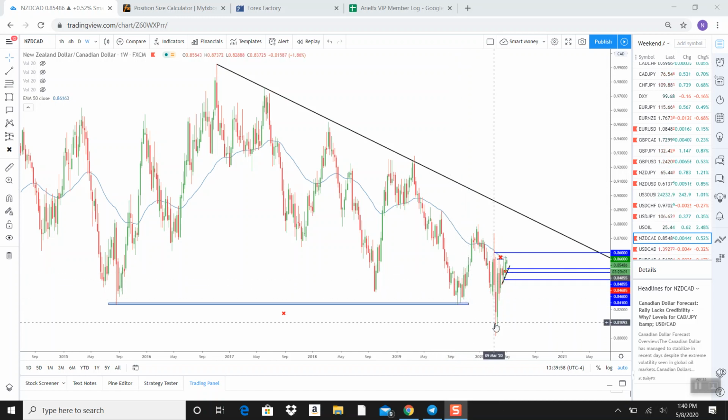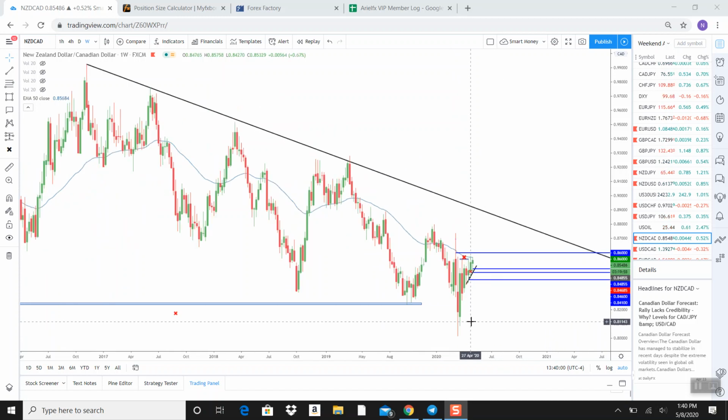We had this level that was taken out, and then with this next week's candle, a huge bullish candle, right, indicating that momentum has shifted from the bears to the bulls. We took the liquidity, and now we're getting the hell out of there. That's really what it is. They take the liquidity and get the hell out of there. That's what they do. All right.